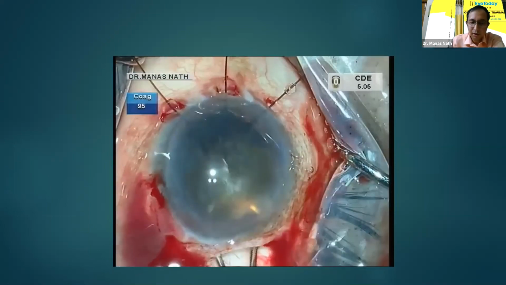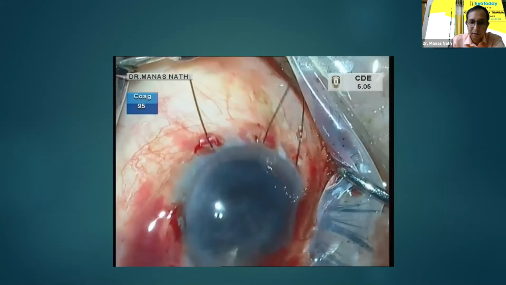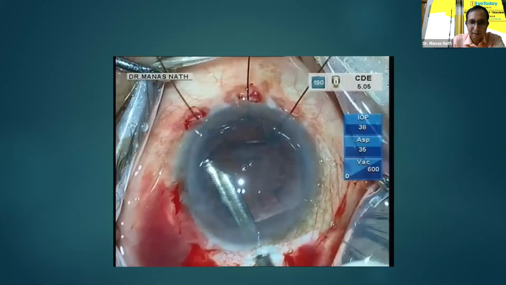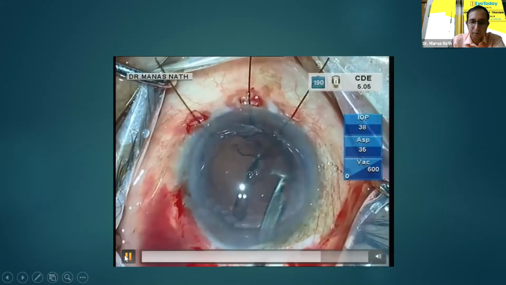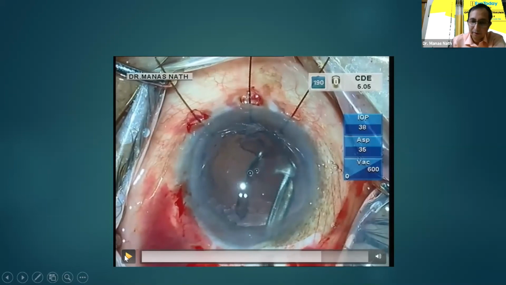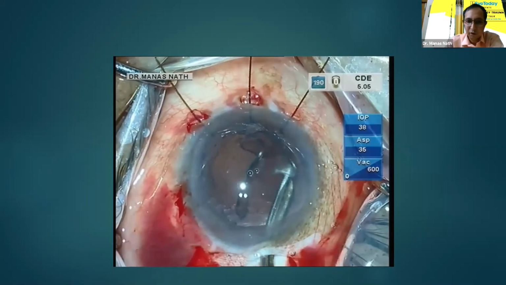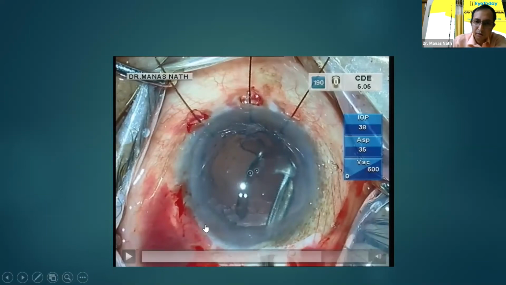So once it is out, the nucleus is delivered with a regulating practice, and the cortex is removed with a Simcoe cannula through the tunnel by lifting the inner lip of the wound, which will keep the chamber well formed. One can even use the side ports to remove the cortex.